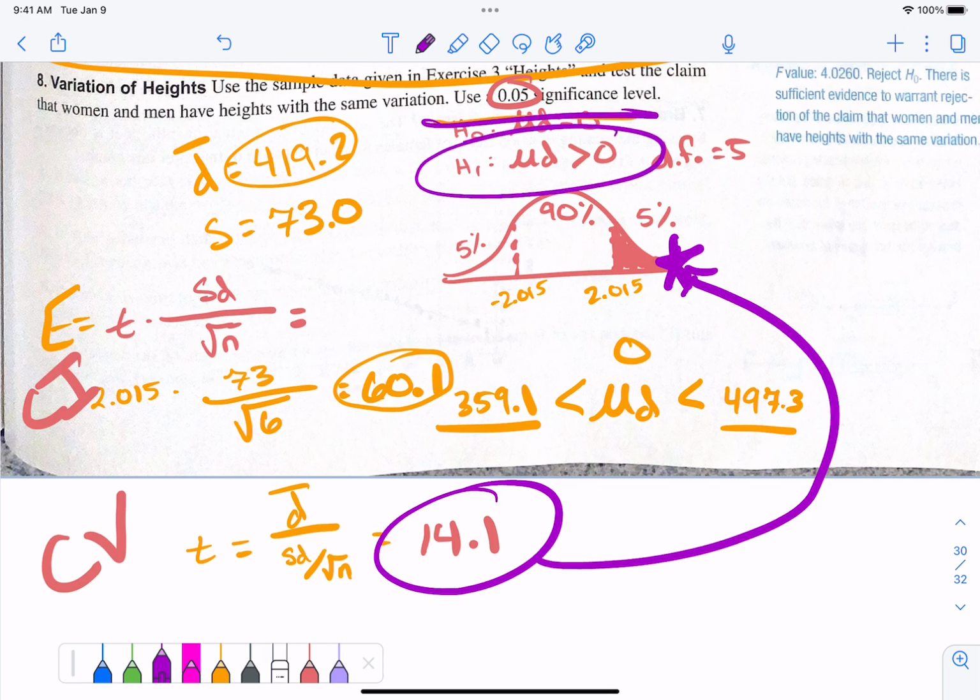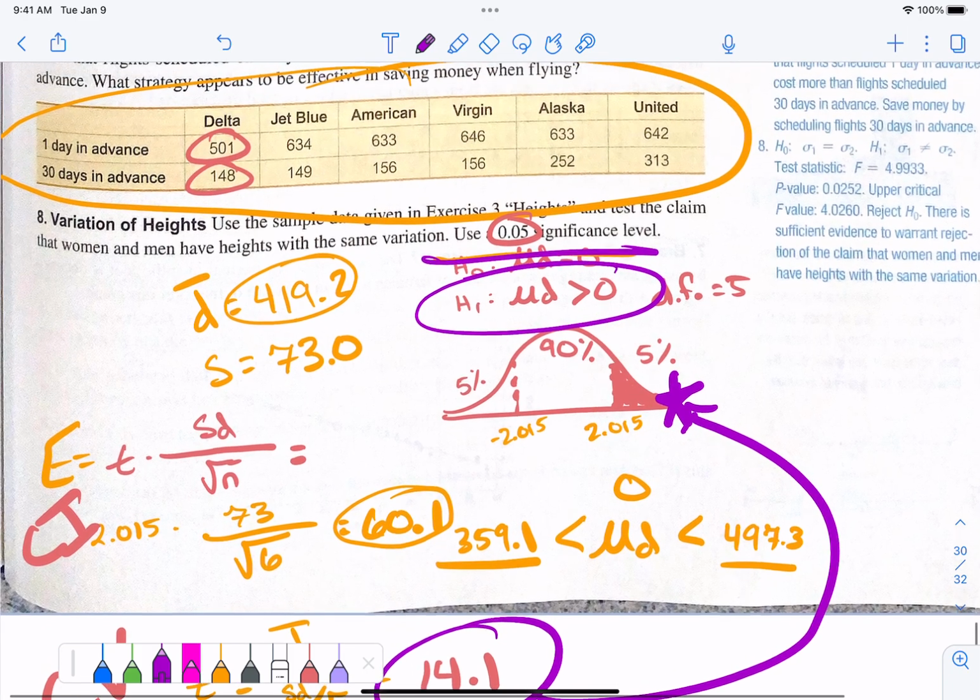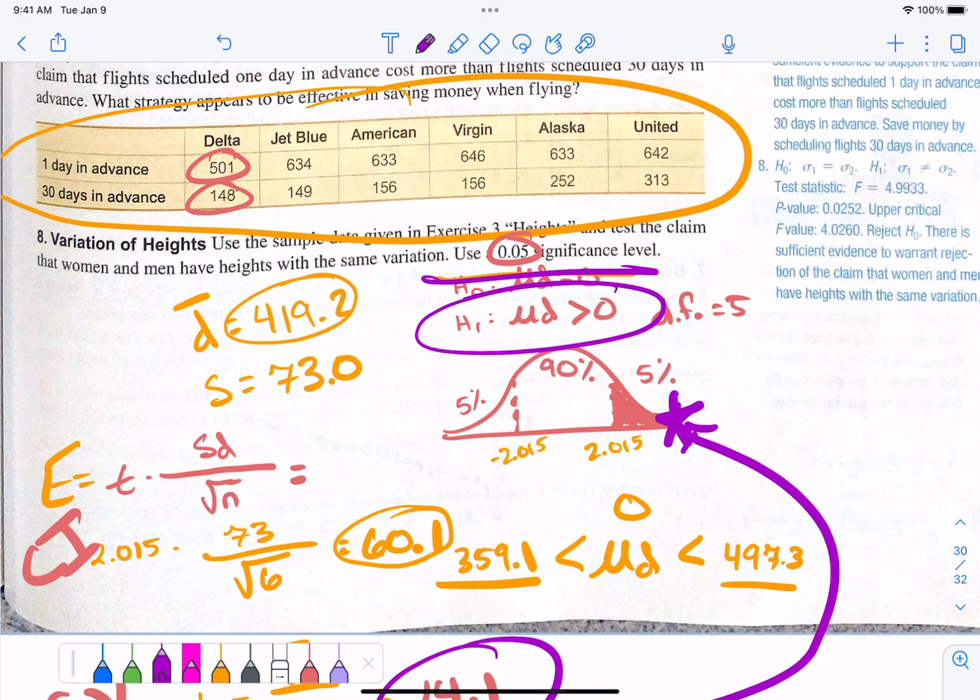Okay. If I ask you what that means in non-technical terms, what would you say? There is a significant difference between 1 day in advance versus 30 days. There is a difference in the amount of money that you are going to pay 1 day in advance versus 30 days in advance. That's what I'm looking for.